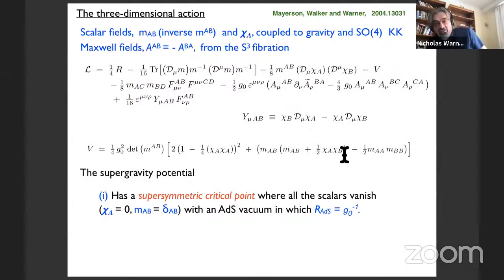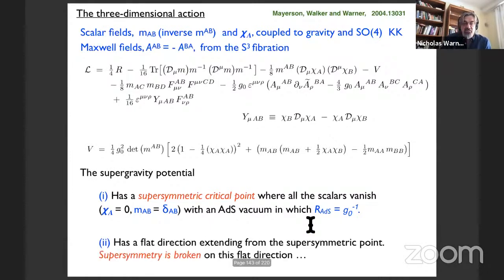All you're going to need to know about this potential is that it has a supersymmetric critical point where all the scalars vanish, or at least they trivialize, and it has an AdS vacuum, and the gauge coupling that turns up here, inverted, is the radius of the AdS in that vacuum. There's one other important feature. This potential has a flat direction, and that flat direction is a ground state, but except for the central point where all the scalars vanish, it breaks supersymmetry.